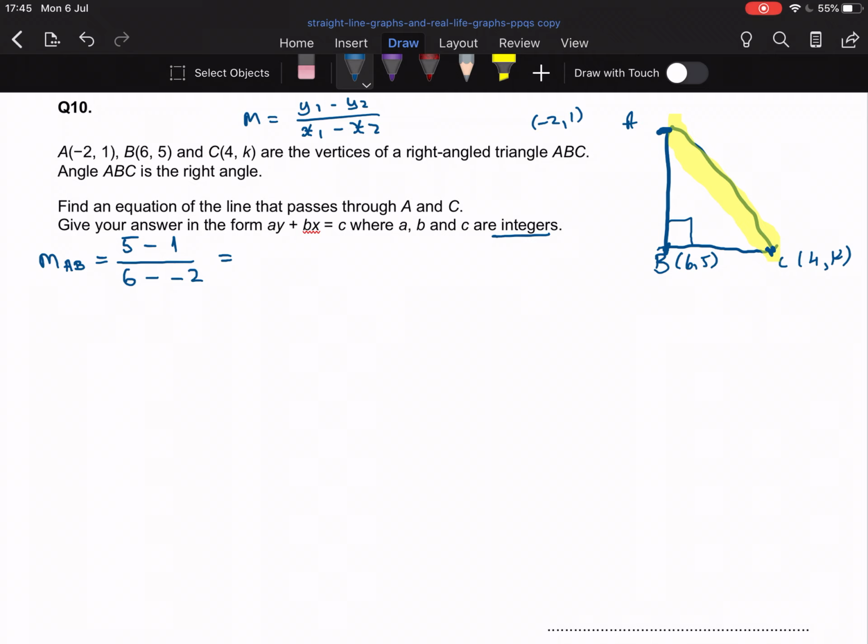So let me calculate here. 5 take away 1 is 4. 6 minus minus 2 is positive 8. So the gradient simplified of this line AB is a half.